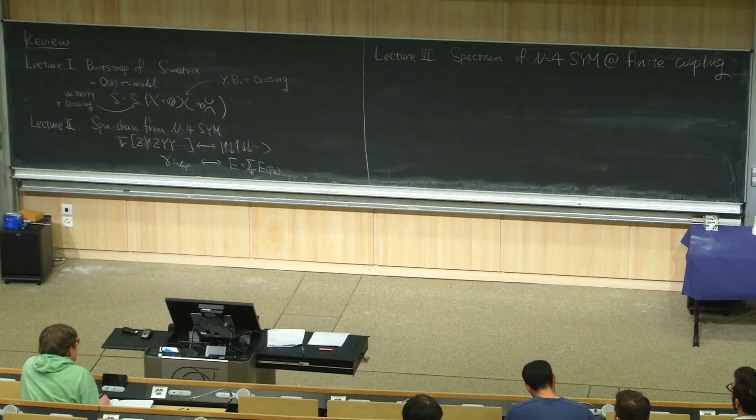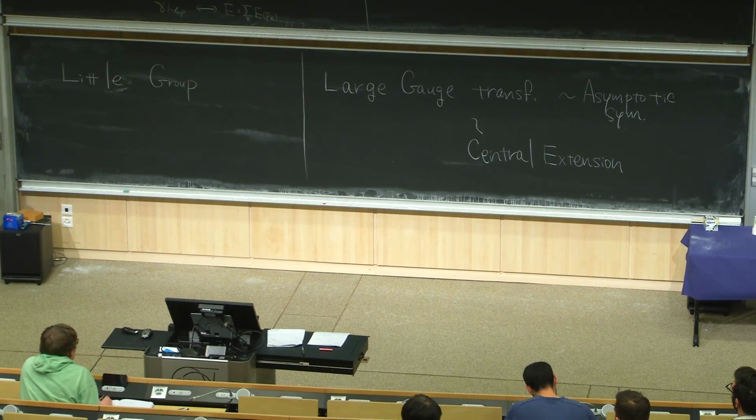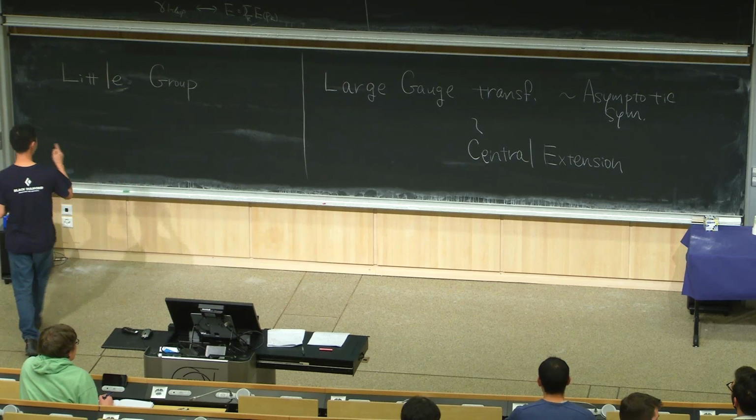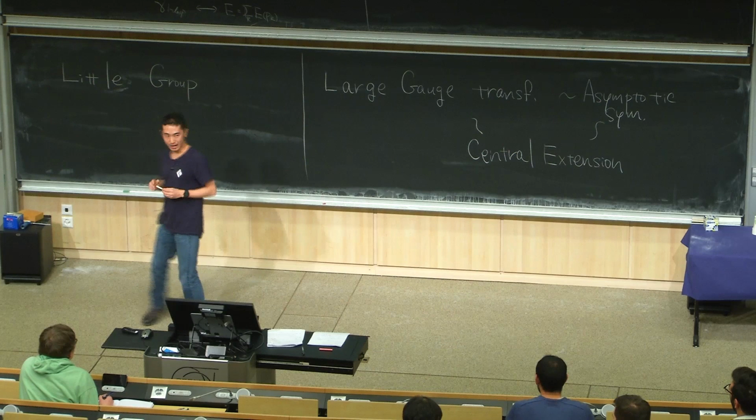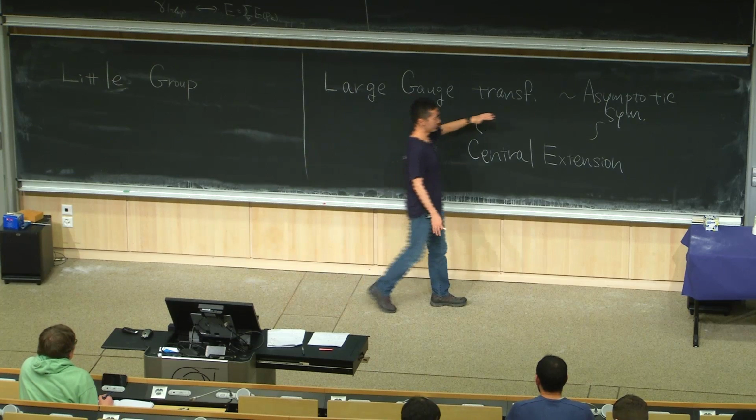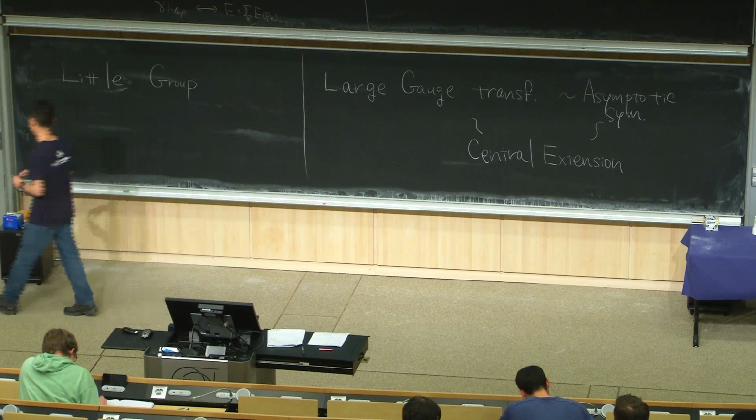The keywords of today's lecture are these two. Actually, I came earlier than usual just to prepare this. So there are two important keywords today. One is little group, which you also heard from Freddy, I guess. And another is large gauge transformation. If I want to phrase it in a fancy way, I could also say it's a kind of asymptotic symmetry. And in my story, it's also related to the central extension of the symmetry. I will describe why these are relevant for this story.